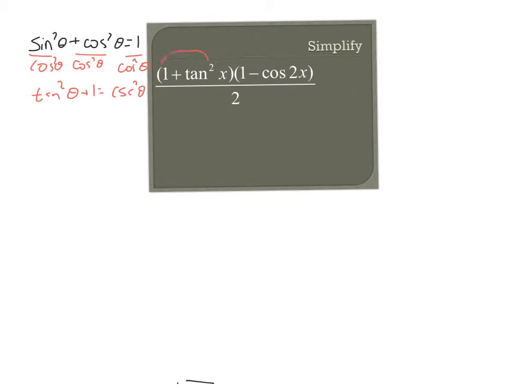So when I see these kinds of things, I'm going to focus on these Pythagorean identities right here, and see if I can actually substitute that in. So that's actually my first step. So I'm going to go ahead and do that.